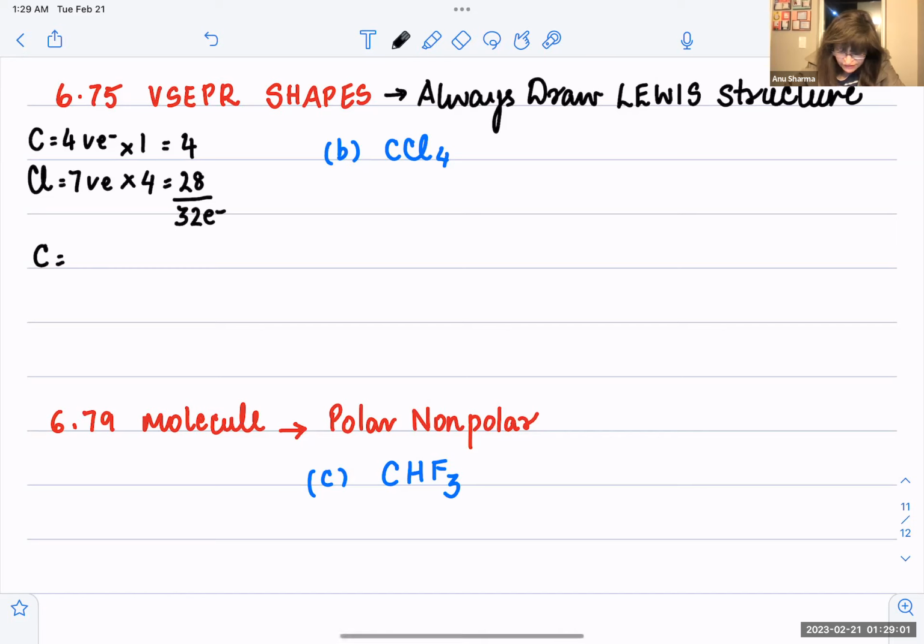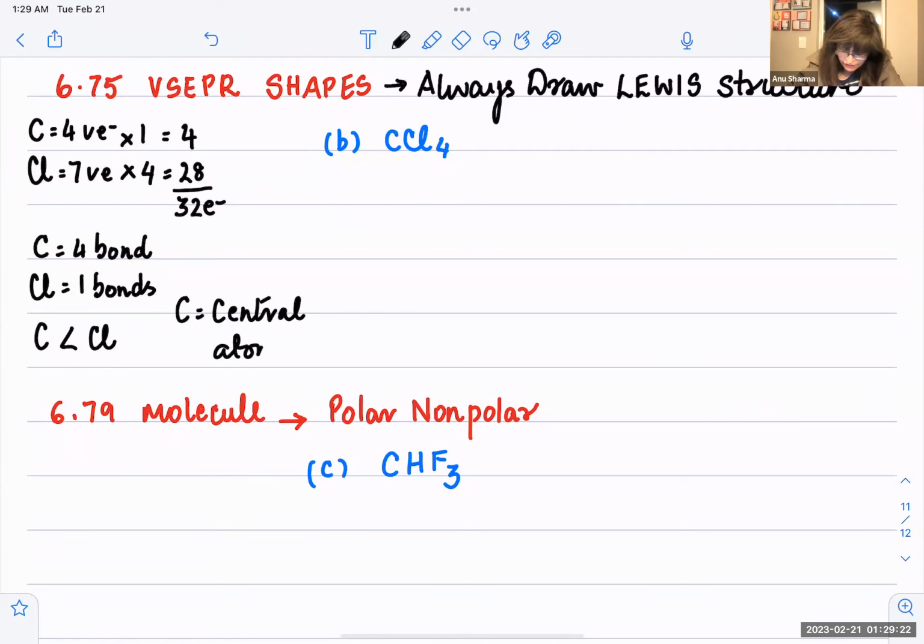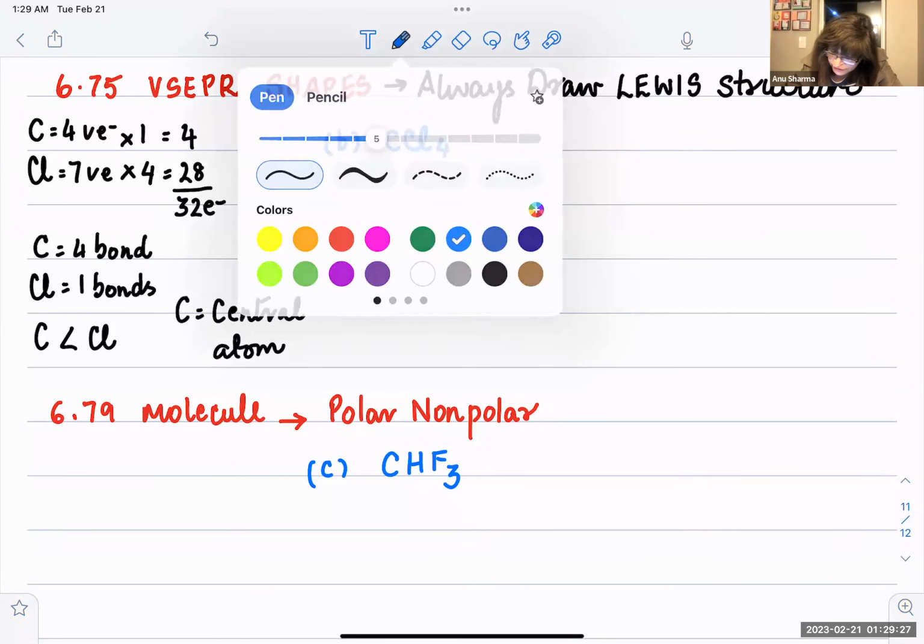Carbon can make 4 bonds, and chlorine can make 1 bond. And yes, chlorine can make more bonds, but carbon is less electronegative than chlorine. Therefore, carbon is going to be in the center, and it can also be a central atom. So this is how you identify that. Don't get confused.